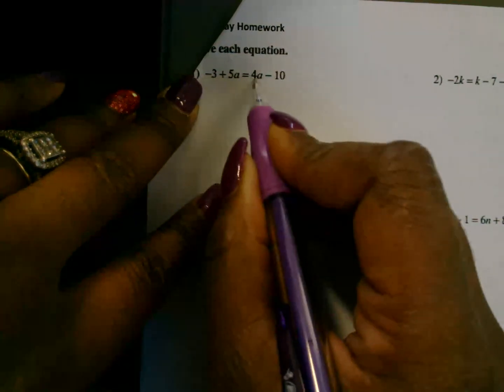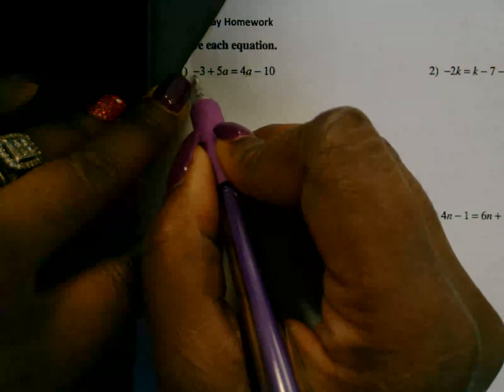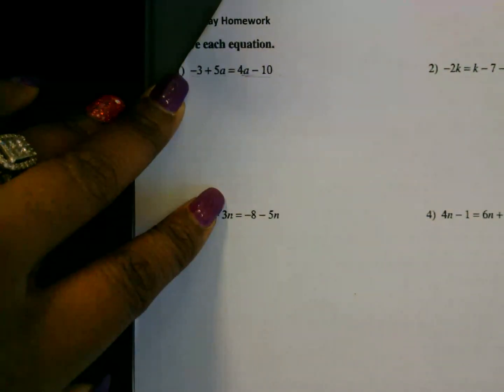We're going to solve equations in the homework help today, okay? So the first thing that we look for is distributive property. There's no distributive property on either side of this equal sign. Secondly, we're going to combine like terms. You can't combine anything here. These are not like, and these are not like. So now we're going to move the variables to the same side.